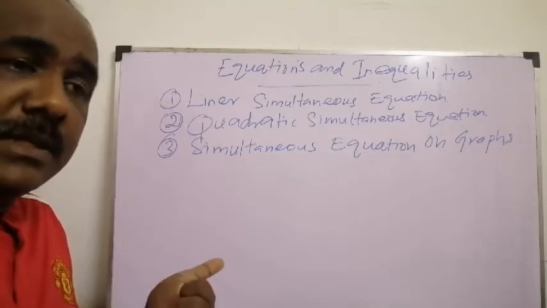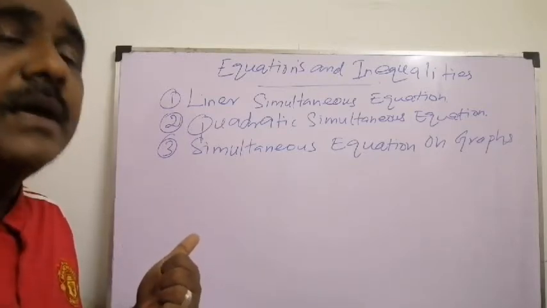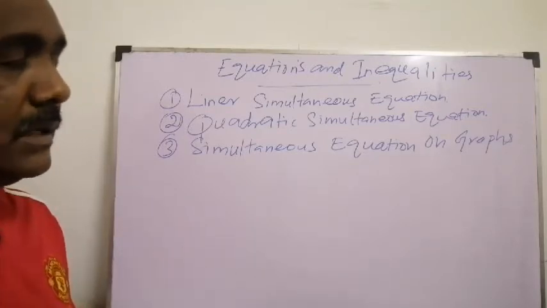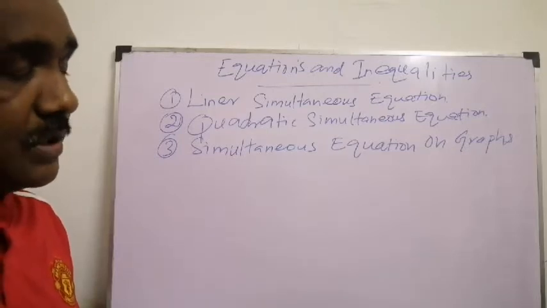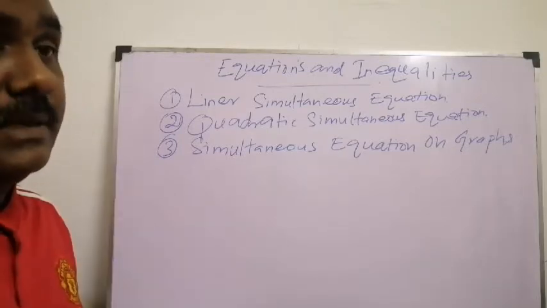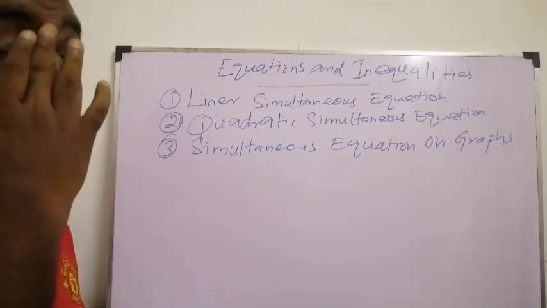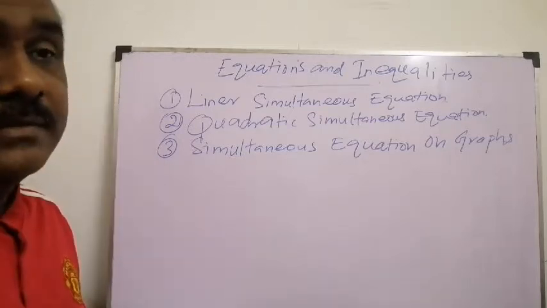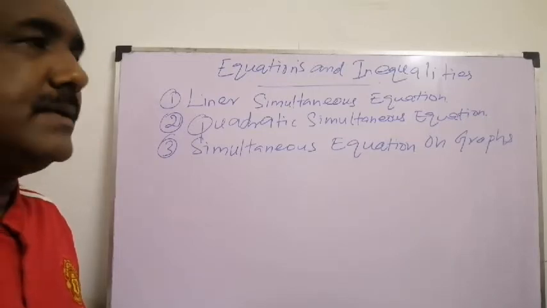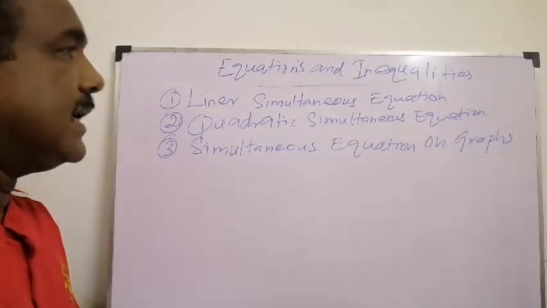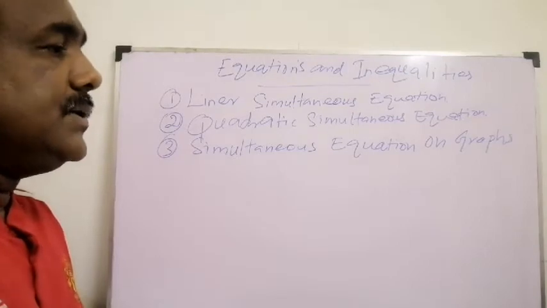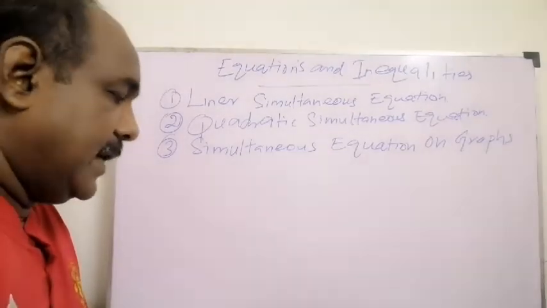So for linear simultaneous equations, we know how to solve them. One is the elimination method, and the other is the substitution method. Another one is the graphical method, or then we will use the matrix method. Matrices we don't use much, but we can learn to find the values in the shortest way.